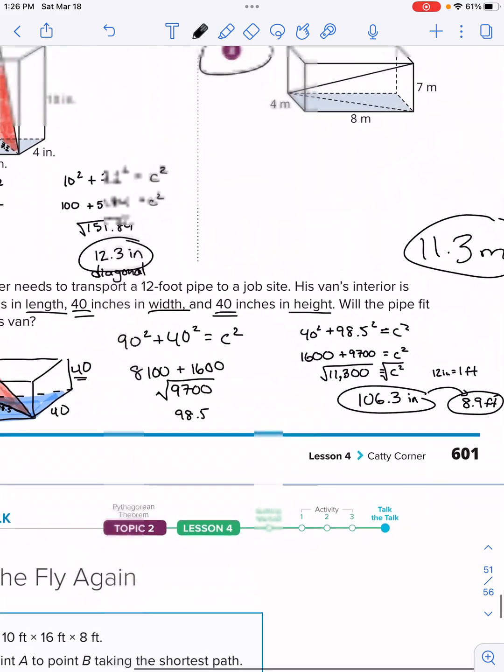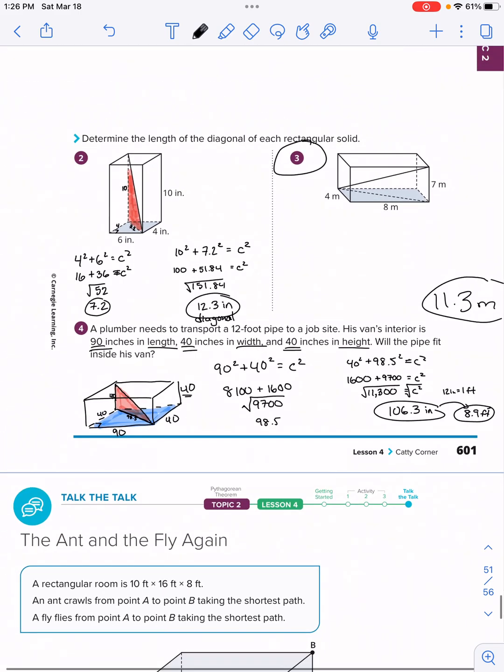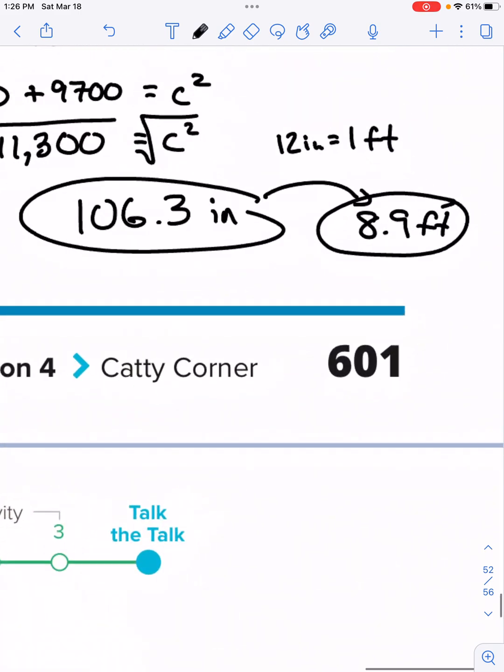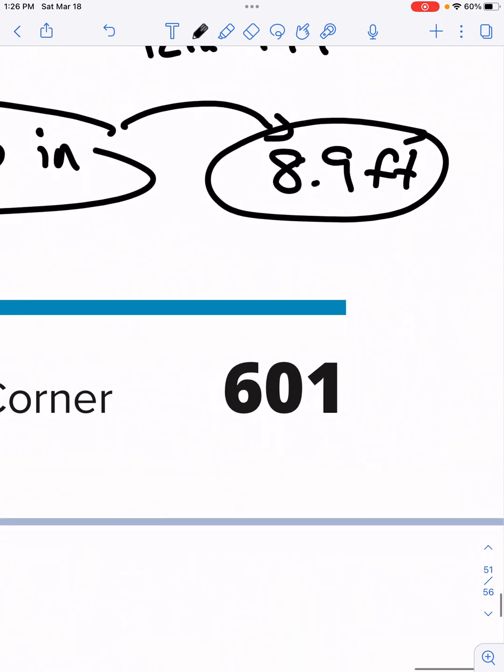So will this thing fit in our van? Nope, it's 12 feet, and our van can maximum fit something less than 9 feet. So we're going to say no, does not fit.